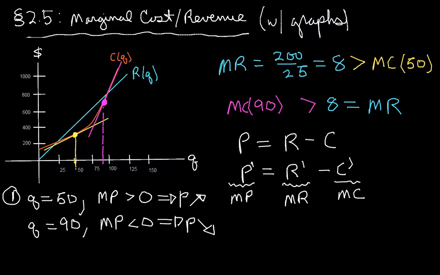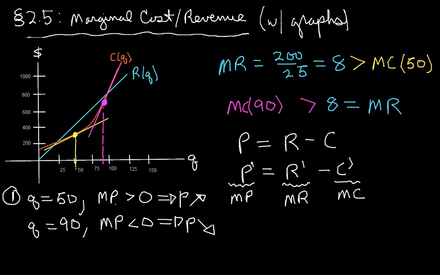Okay, so how could one interpret this information? The profit is increasing at 50 and decreasing at 90, respectively. So consider this scenario, or consider this question. Should this business produce a 50th item?